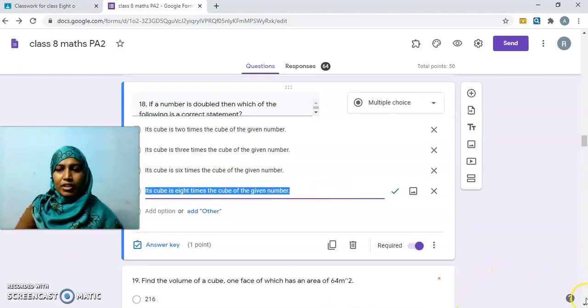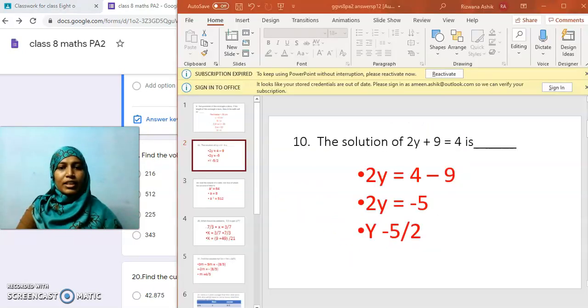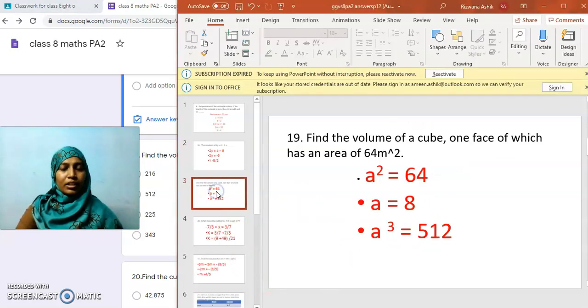In question number 19, find the volume of a cube. One face has an area of 64 meters squared. For this, let us have a PPT. Find the volume of a cube. One face of which has an area of 64 meters squared.